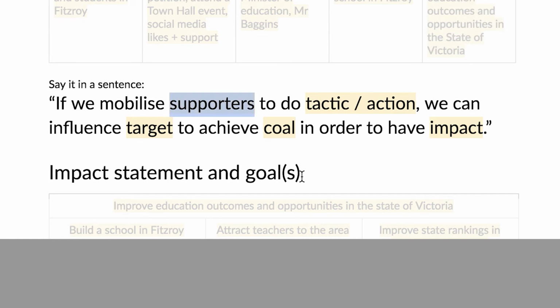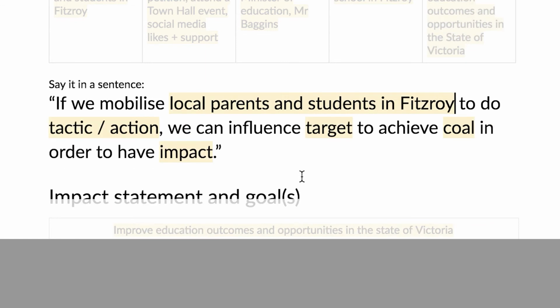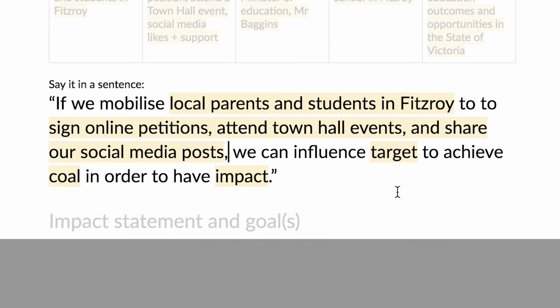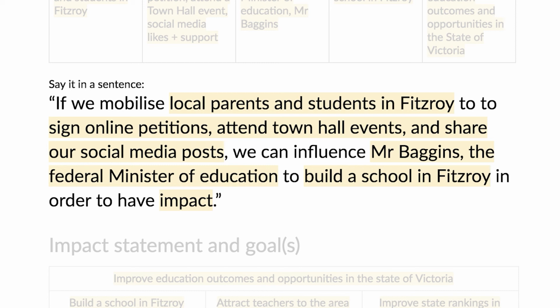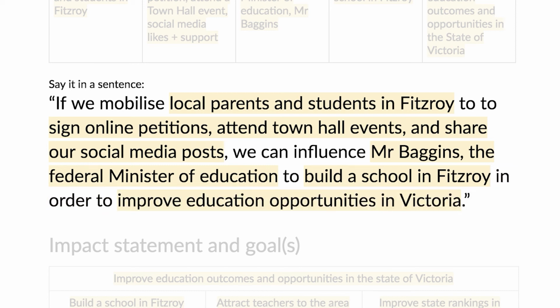If we mobilise local parents and students in Fitzroy to sign online petitions, attend town hall events, and share our social media posts, we could influence Mr. Baggins, the Federal Minister of Education, to build a school in Fitzroy in order to improve education opportunities for our kids in Victoria.